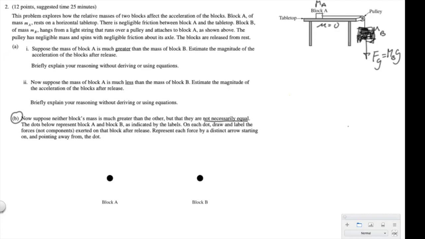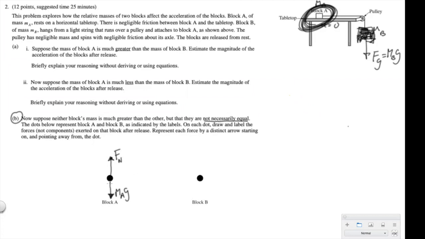So let's start with block A. Block A, we're going to do a free body diagram for. We'll do it right here. So block A obviously has a weight, which we're going to label MAG, mass of A times g. And it's on a surface, so there's going to be a normal force. So you could go N for normal force. Every year I do it different. Sometimes I do FN, just so it's not confused with Newton.